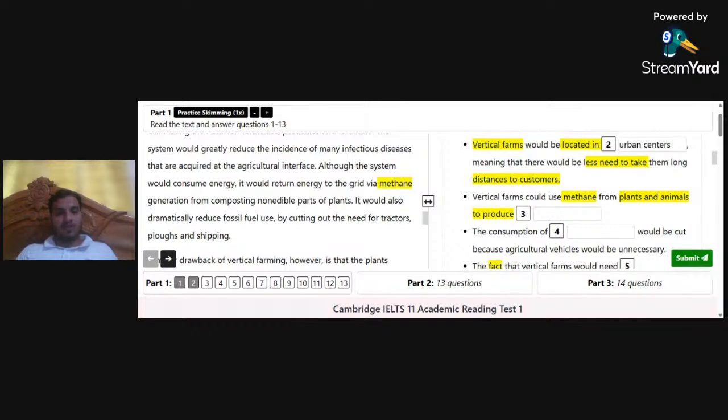So you can see which is being used to produce, what is being used to produce the system. They will consume energy. First the systems, the vertical farms, they will consume energy, then they will return energy.